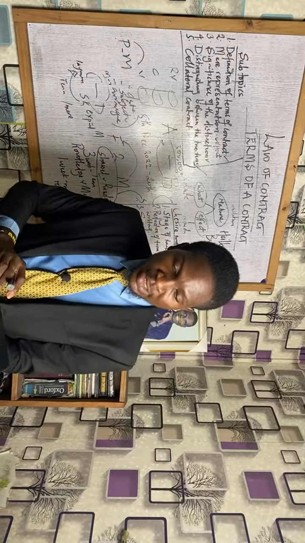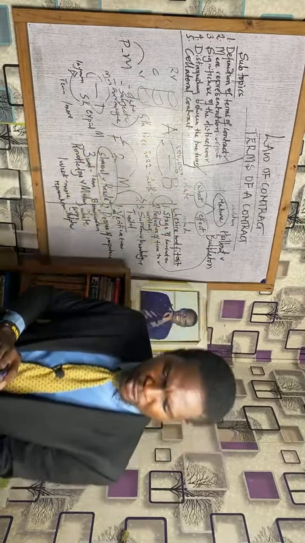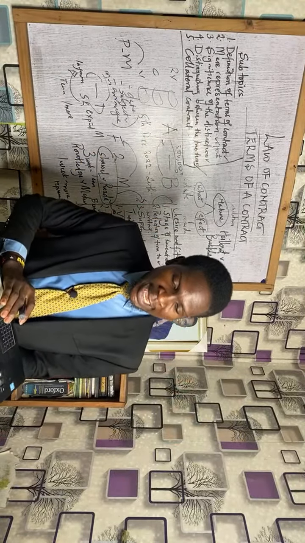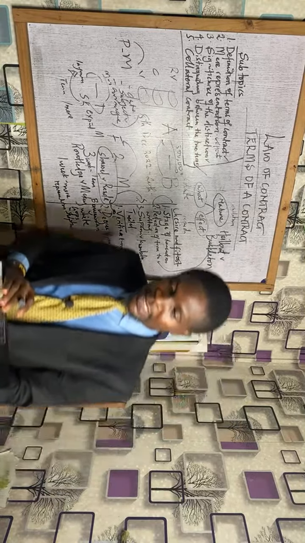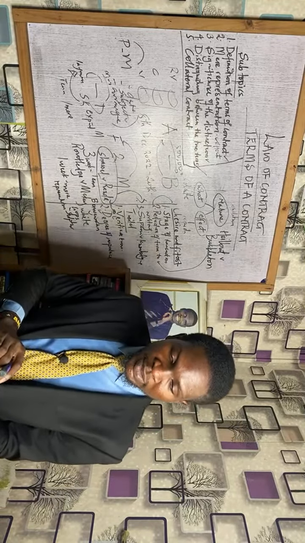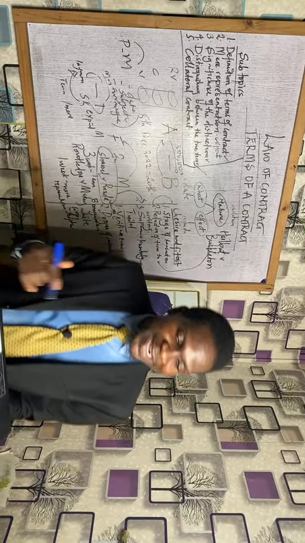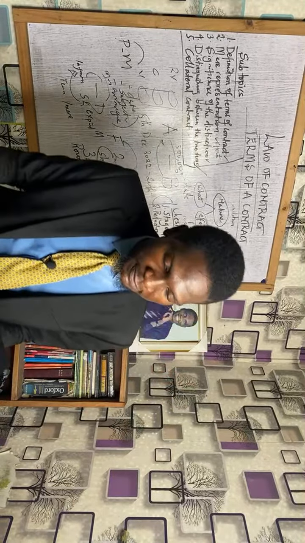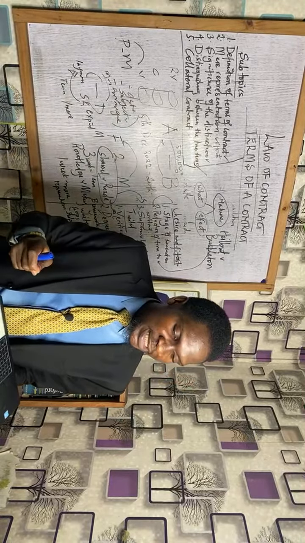Let us see the case of City and Westminster Properties Limited versus Mudd. Now the defendant's lease of the plaintiff's property came up for what? For renewal, right? And then the plaintiff inserted a clause.